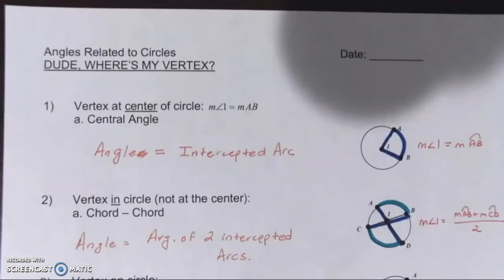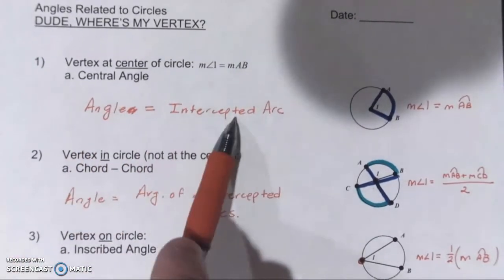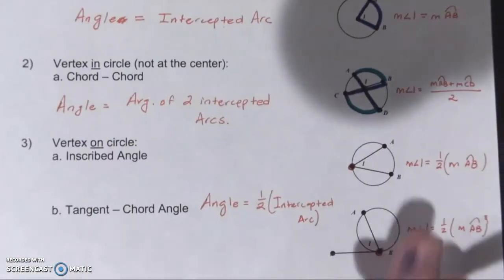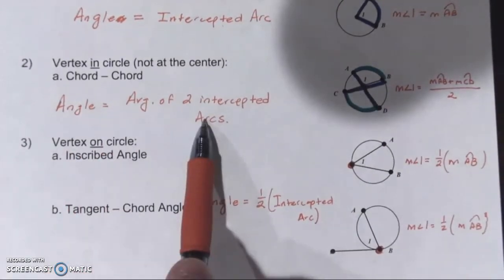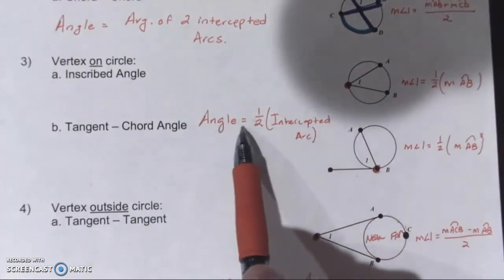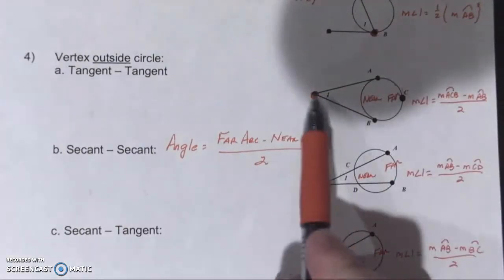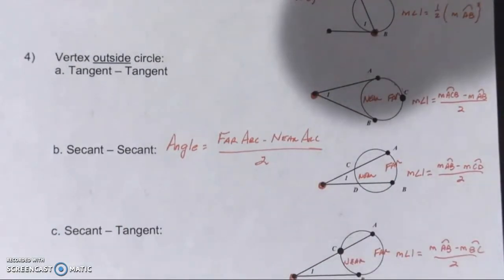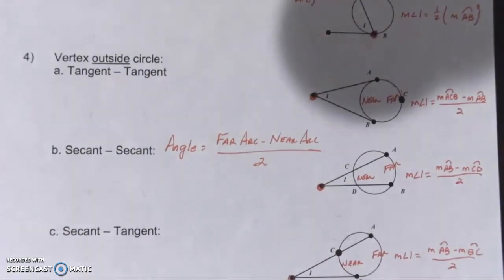So, ask yourself, where's the vertex? If the vertex of the angle is at the center, the angle and their arc equal. If the vertex is randomly inside the circle somewhere, the angle is the average of the 2 arcs. If the vertex of the angle is on the circle, the angle is 1/2 the measure of the intercepted arc. If the vertex of the angle is outside the circle, far arc minus near arc divided by 2. And that wraps up Dude, Where's My Vertex? That's 2 sections of work in about 7 minutes.